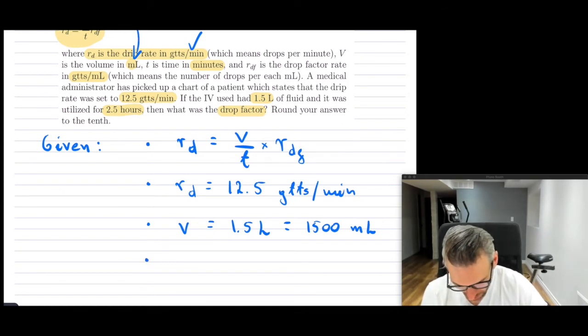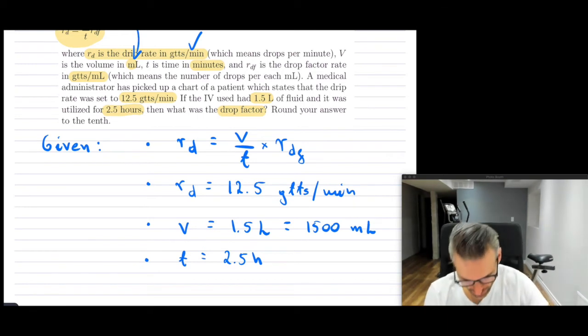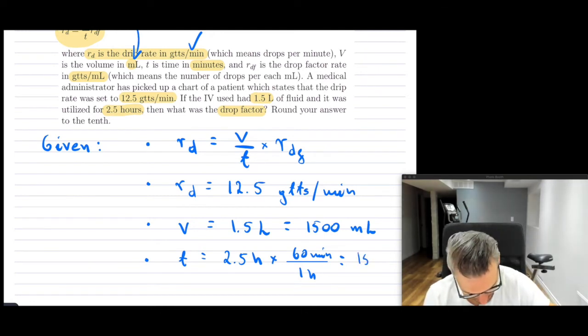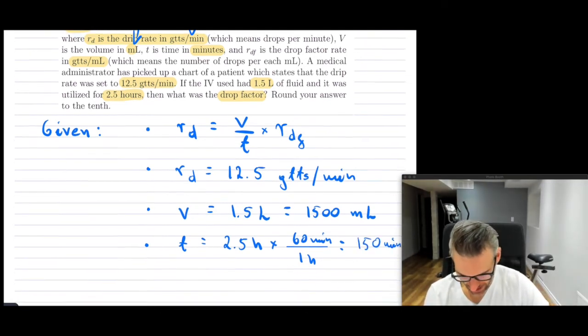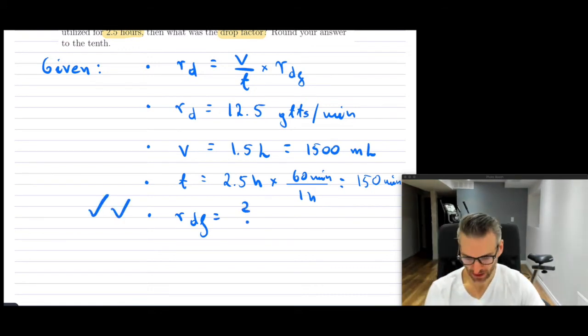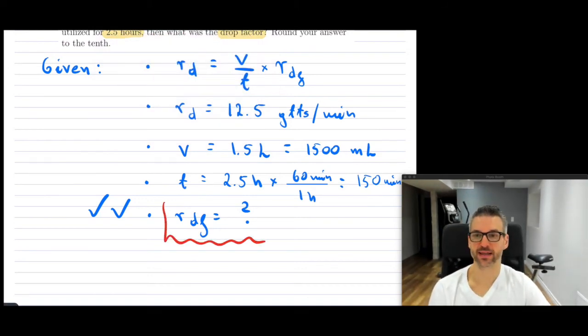Next, we have the time. The time is 2.5 hours, but they wanted time in minutes. You may recall that 1 hour has 60 minutes, so 2.5 hours, if you multiply that, is going to be 150 minutes. Now we have our givens, and we are trying to find this right here. Don't forget to always let the reader know what you are looking for. You can put a let statement if you like, or define it kind of like this.